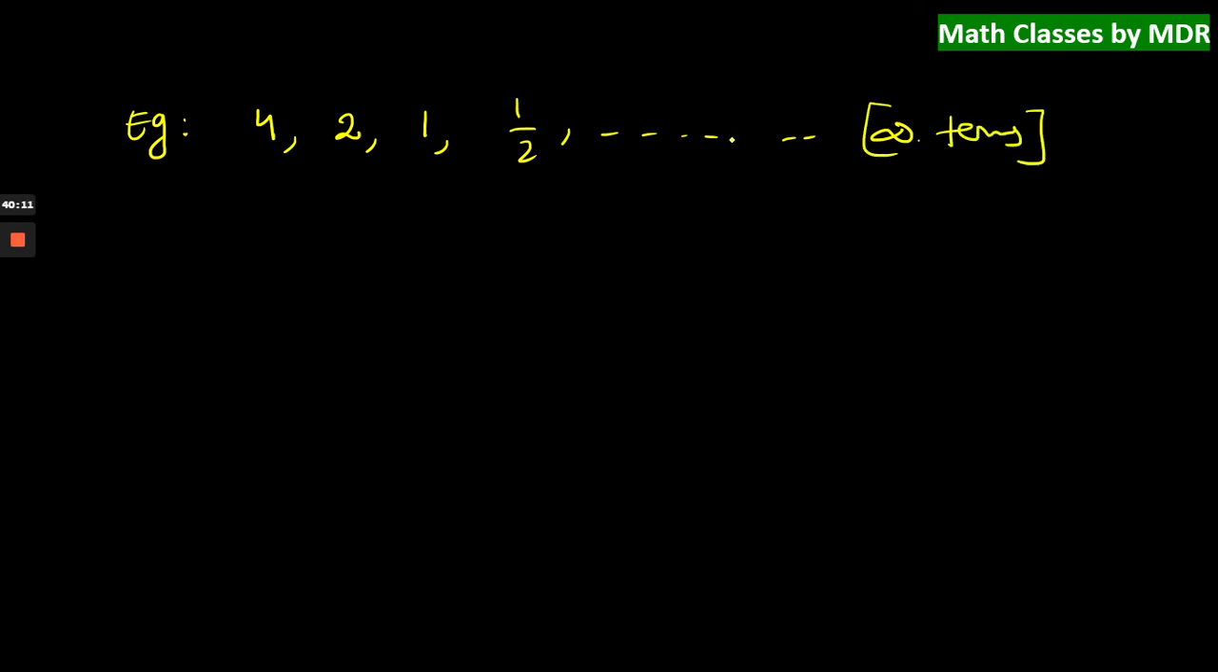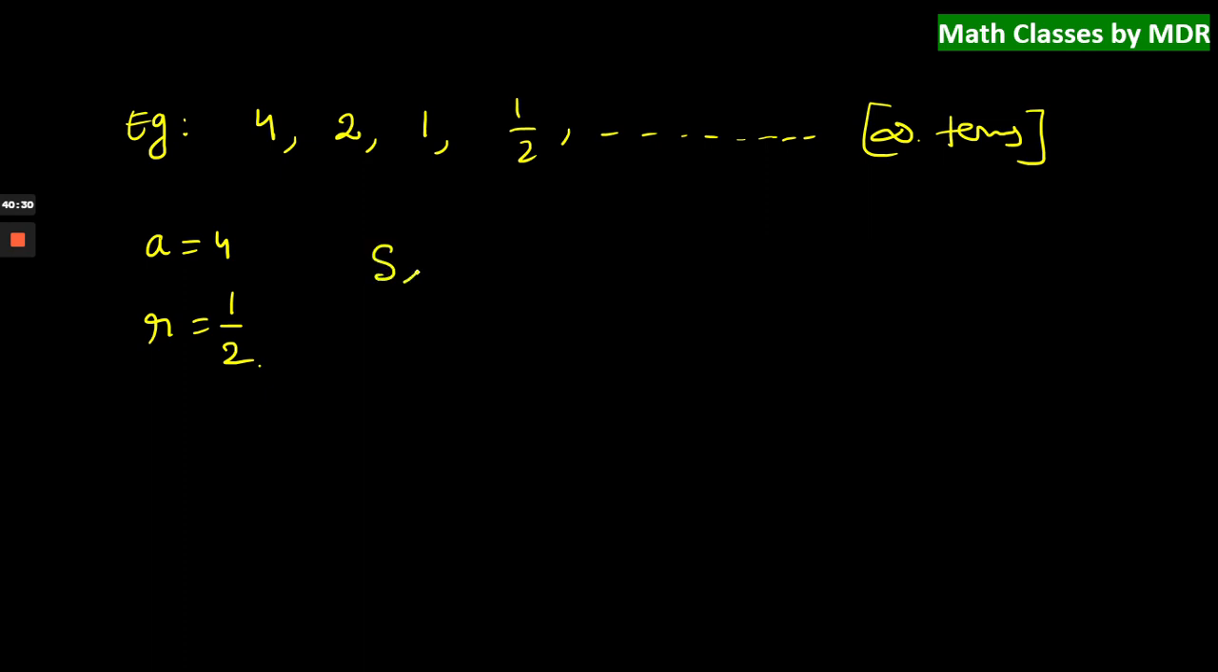Can we take one example here? We have 4, then 2, then 1, then 1/2, and so on. Let's say it has infinite terms. The words "and so on" tell you it has infinite terms if a finite number of terms is not mentioned. So what is a here? a is 4. And what is r? It is 2/4, which is 1/2. You can take the ratio of any two consecutive terms.